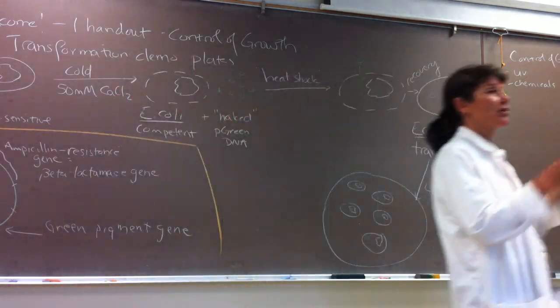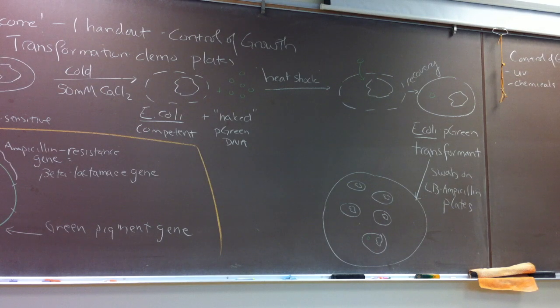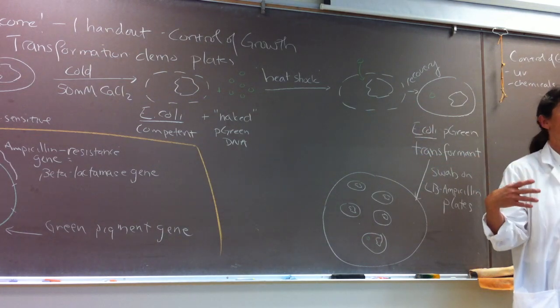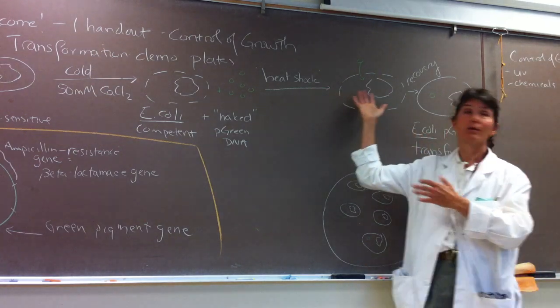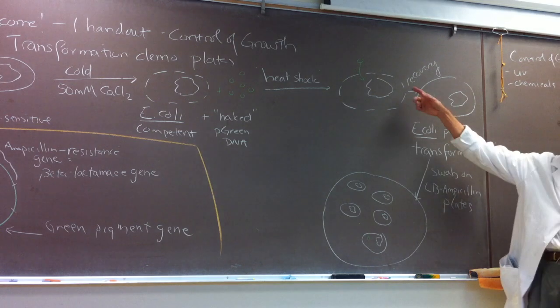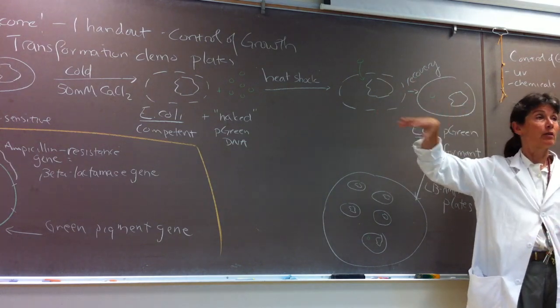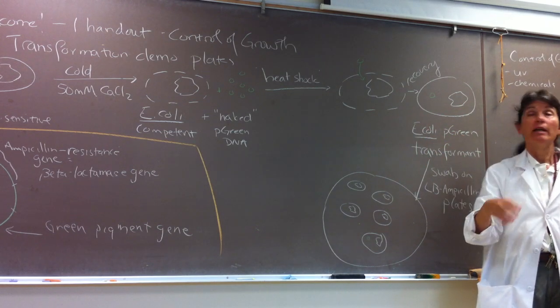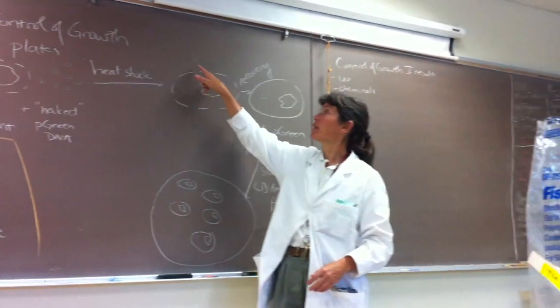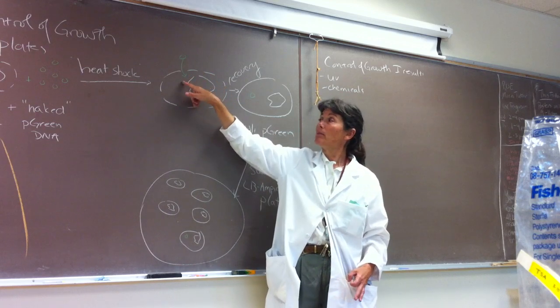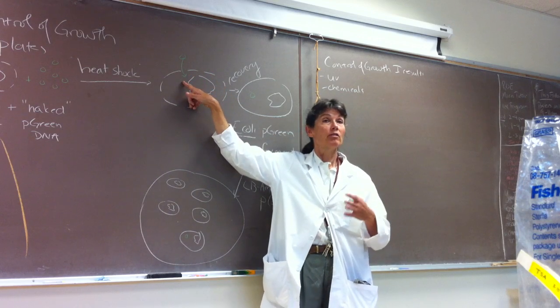Heat shock is quickly increasing the temperature for a short period of time. If we think about what an increase in temperature means, temperature is the average kinetic energy, or average speed, with which molecules or cells are moving. So by quickly increasing the temperature, we're going to increase the speed with which the E. coli are moving and the plasmid molecules are moving. What we're hoping is that there will be a collision between one of the competent E. coli and one of the little pGreen plasmid DNA.